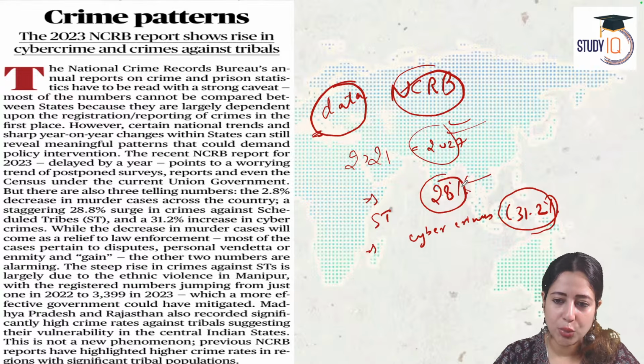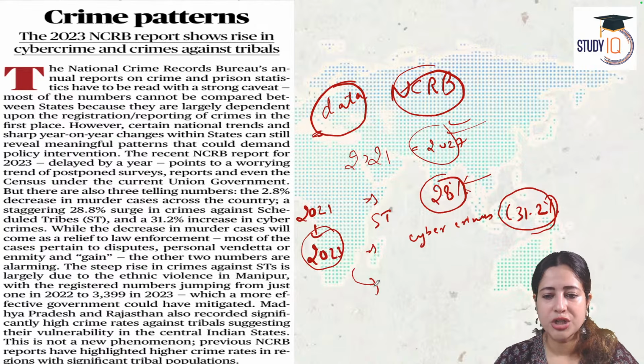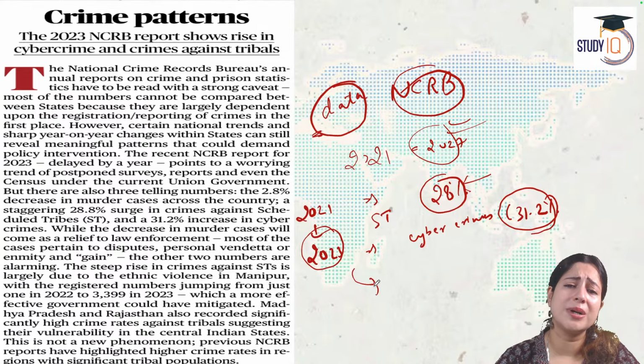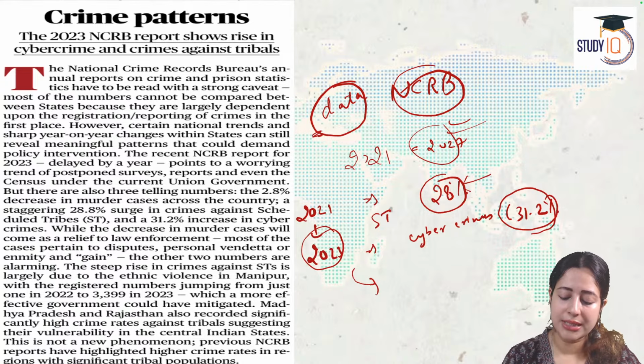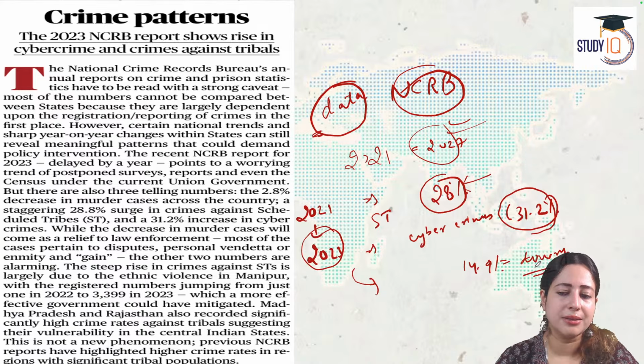For example, from 2021 to 2023, there is a change that has happened. And what change is that? Crime against scheduled tribes increased too much because of ethnic violence in Manipur. Similarly, online sexual abuse of children has increased by 31.2%. Dowry related deaths 14.9%. This is right now the overall figure that the report has given.